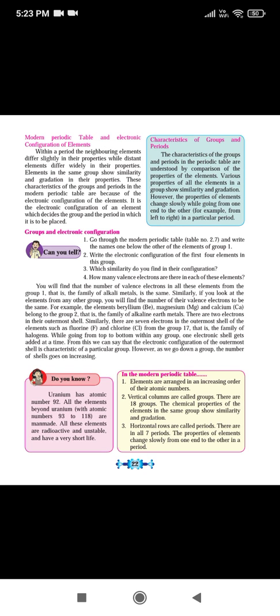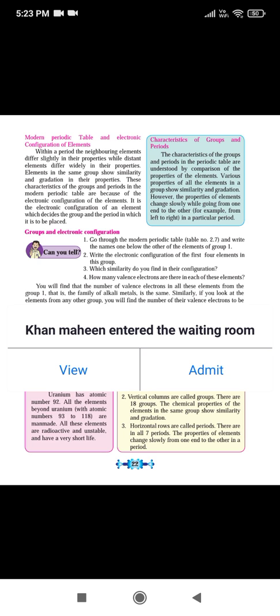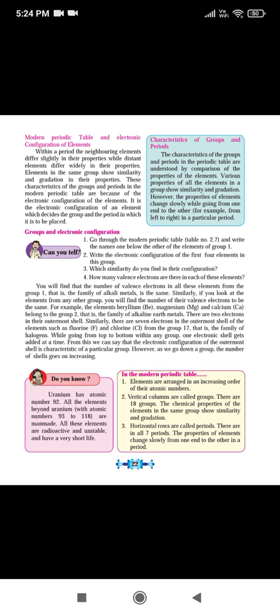Today we have studied the long form of the periodic table, then the structure of the modern periodic table, and then the group and electronic configuration. In that we have studied that the group 1 elements have 1 valence electron, and that's why they belong to group 1. In the second group, the elements have 2 electrons in the outermost shell, that means 2 valence electrons. So all the second group elements have 2 electrons in the valence shell and their valency is 2.